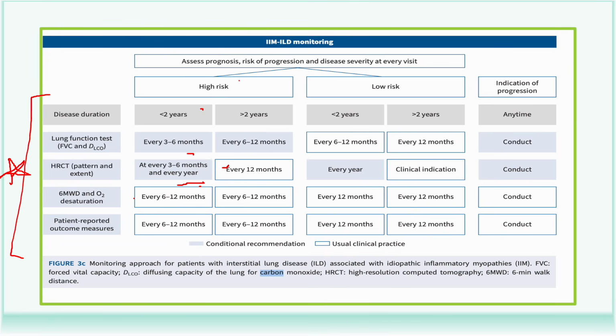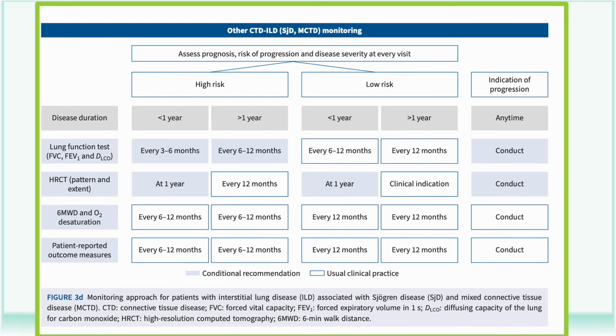Again, 6-minute walk and patient monitoring has to continue at least biannually. He has to come and visit you. If he's a low risk case, then the PFT can be delayed another 3 months, and the CT may not be done so frequently but should be done annually. So in IIMs and systemic sclerosis ILD, you are a little more aggressive, especially in the first 2 years for myopathies and the first 5 years of systemic sclerosis.